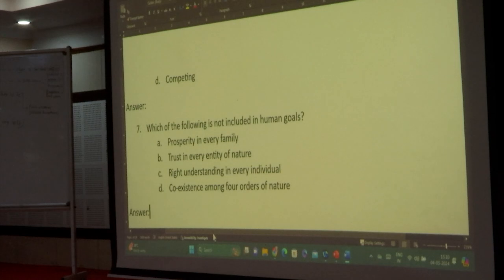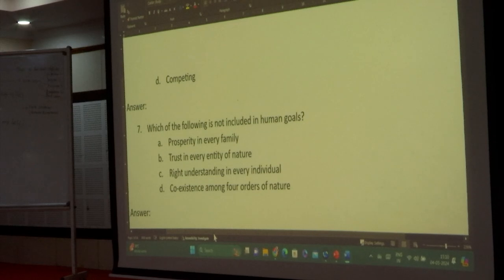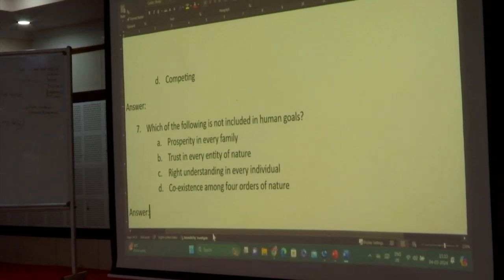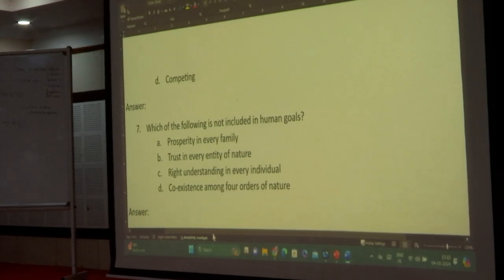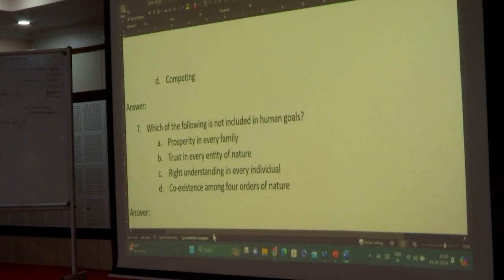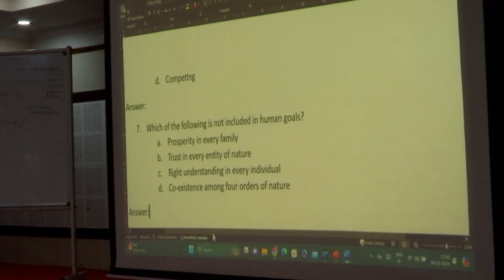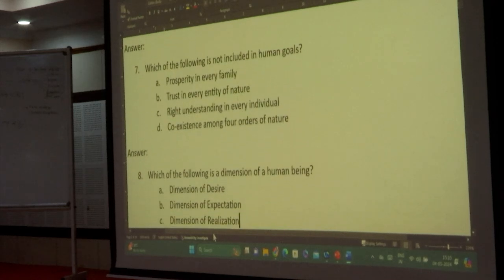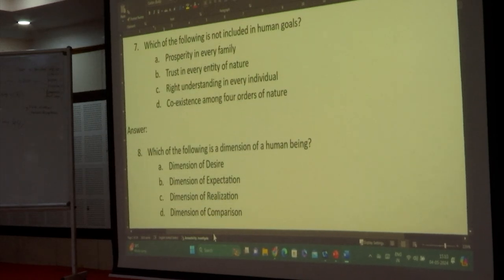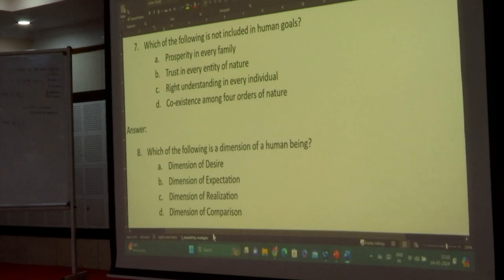Trust in every entity of the nature. B, Baya. B. Trust is only for human relationship, not. B, B, B or D or C, what? B. B. B. Okay, nice. Trust in every human being, not every entity. Comparison, which is a dimension of realization. Which is a dimension? Which is realization. Okay, nice. C.